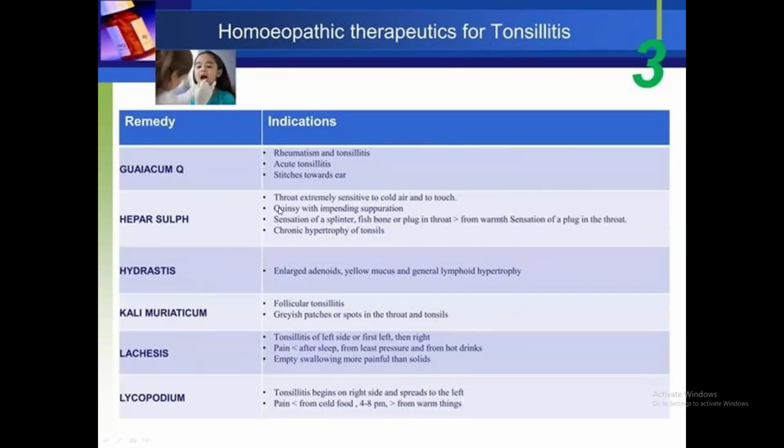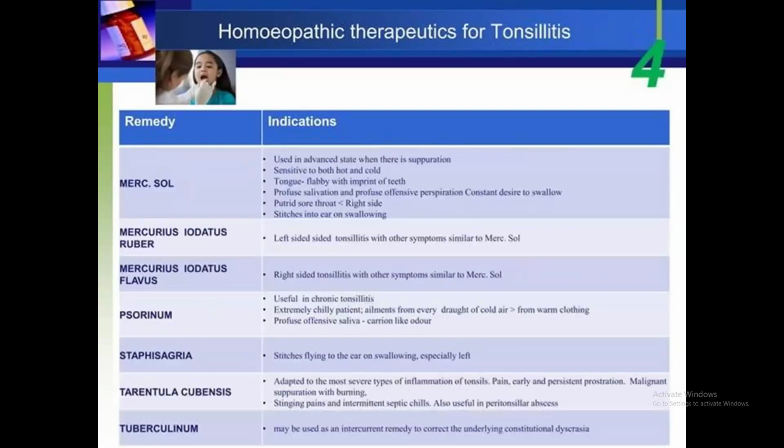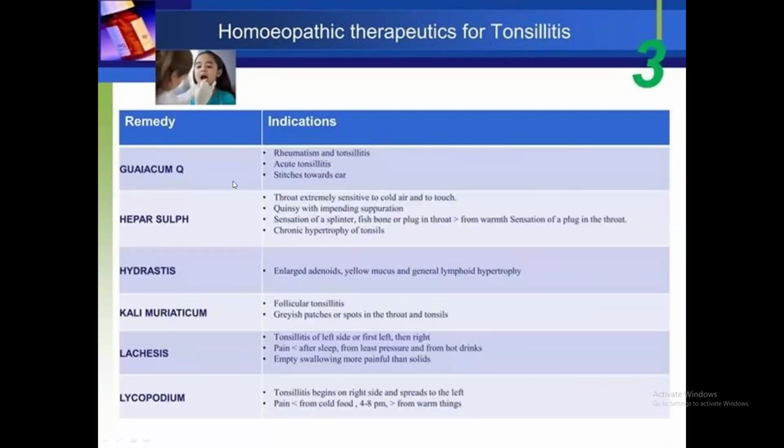Then there are various remedies like Hepar sulf, throat extremely sensitive to cold and to touch, and peritonsillar abscess with impending suppuration. There is severe sensation of a splinter or fish bone or plug in the throat, which is better in warm air. There is chronic hypertrophy of tonsils. Then next is Kali muriaticum. Especially it is used in follicular tonsillitis, as well as when there are grayish patches or spots in the throat and tonsils.